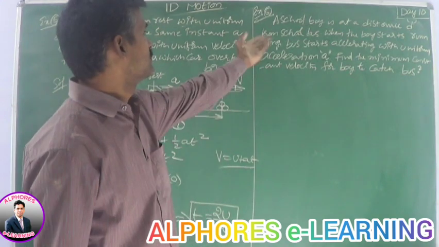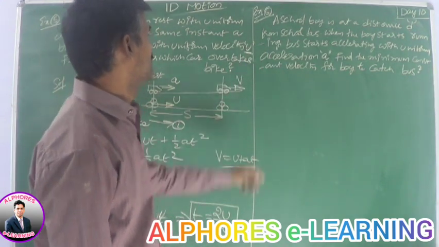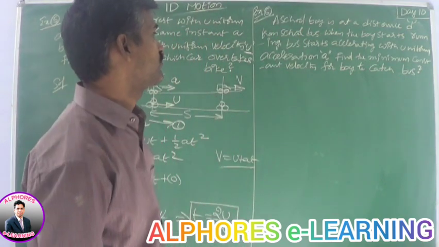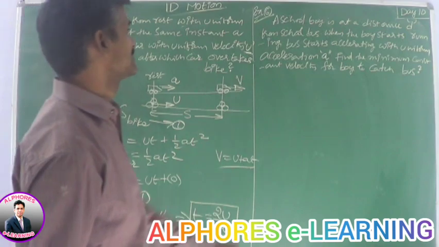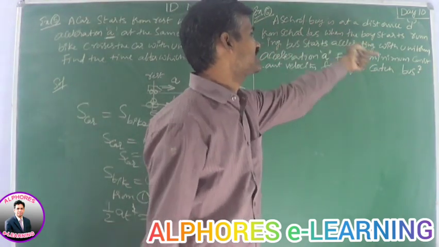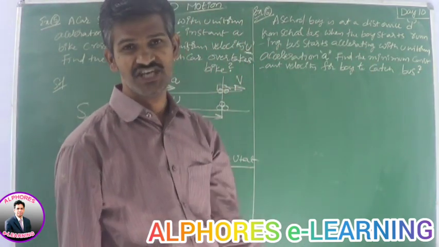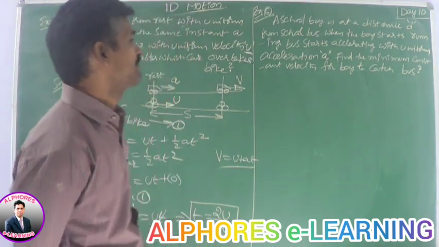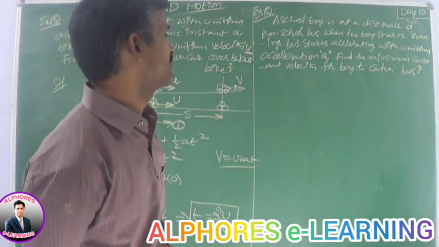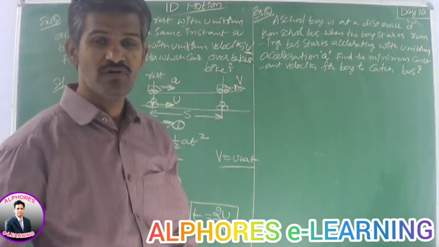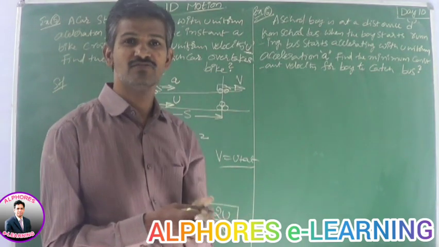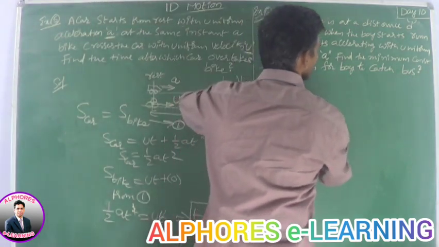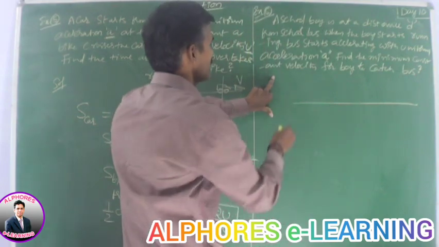Next, move to the sixth example. A school boy is at a distance d from a school bus. When the boy starts running to catch the bus, the bus starts accelerating with a uniform acceleration a. Find the minimum velocity for the boy to catch the bus. So this boy wants to catch the bus and go to school. That is why he has to run with a minimum velocity. We have to find that velocity.